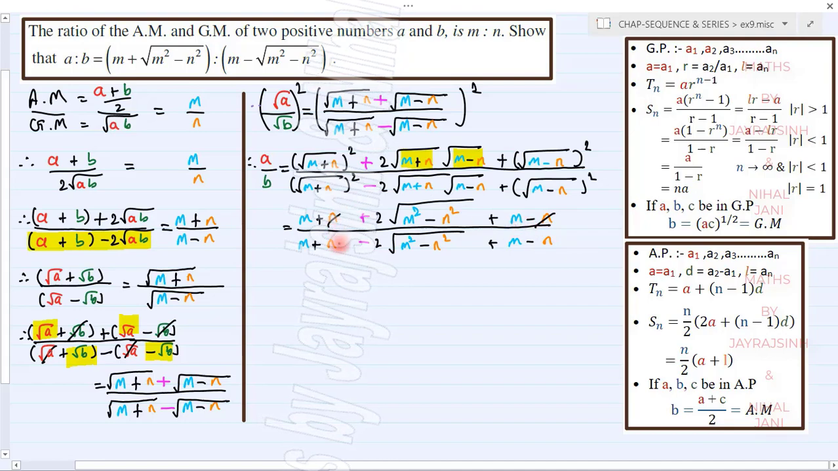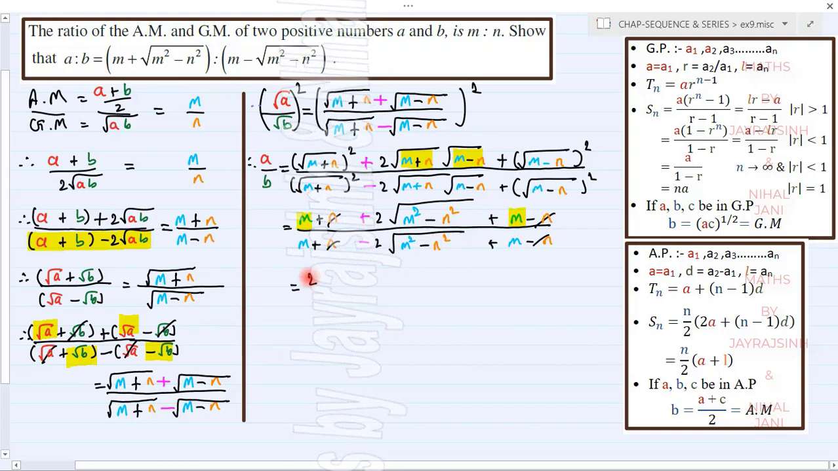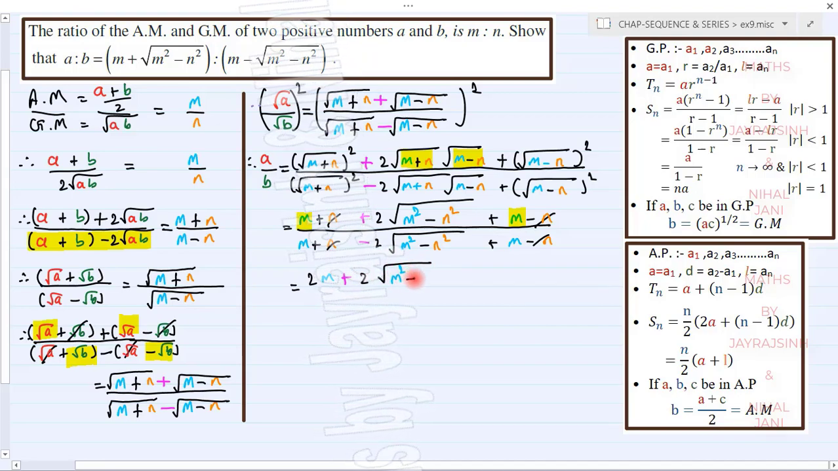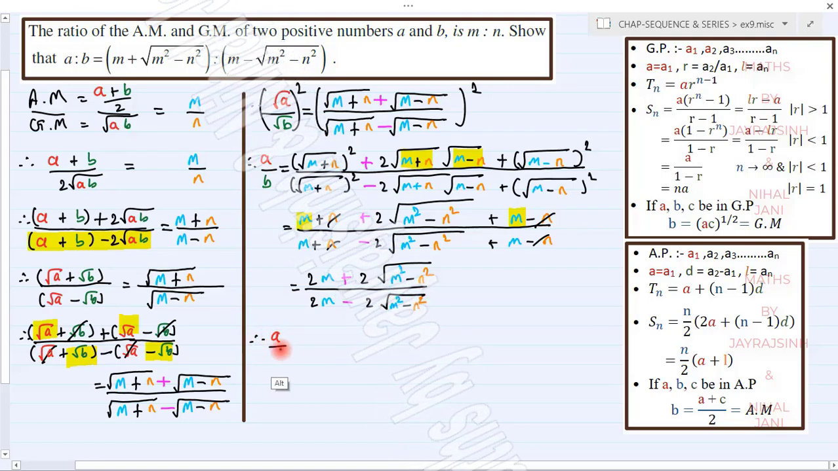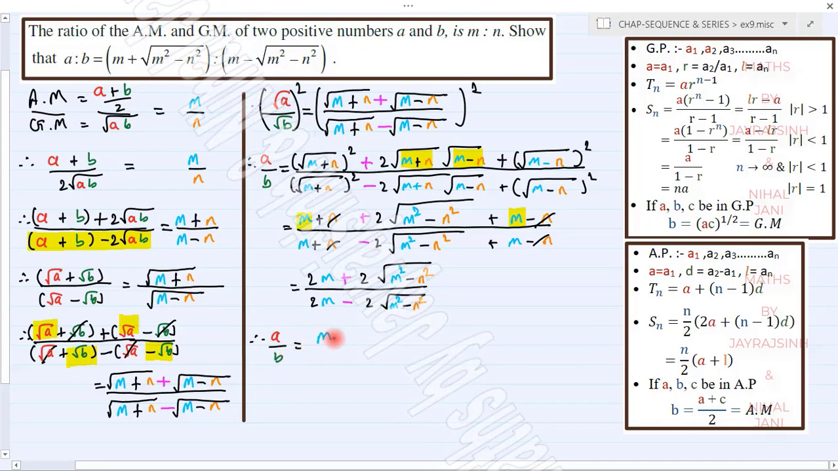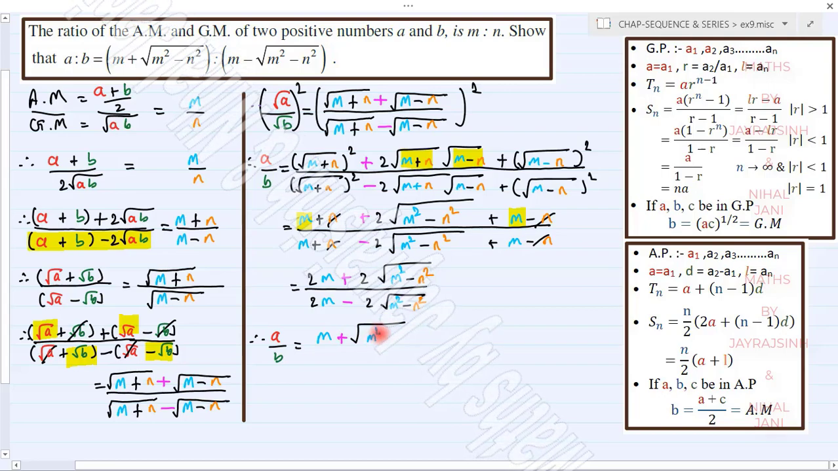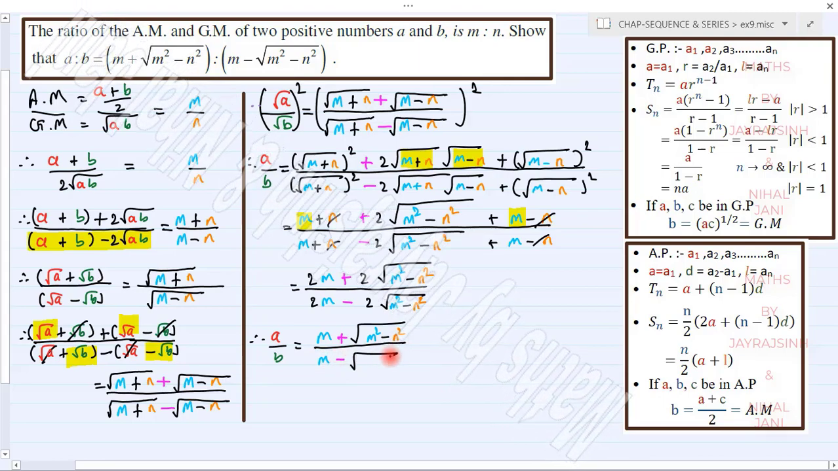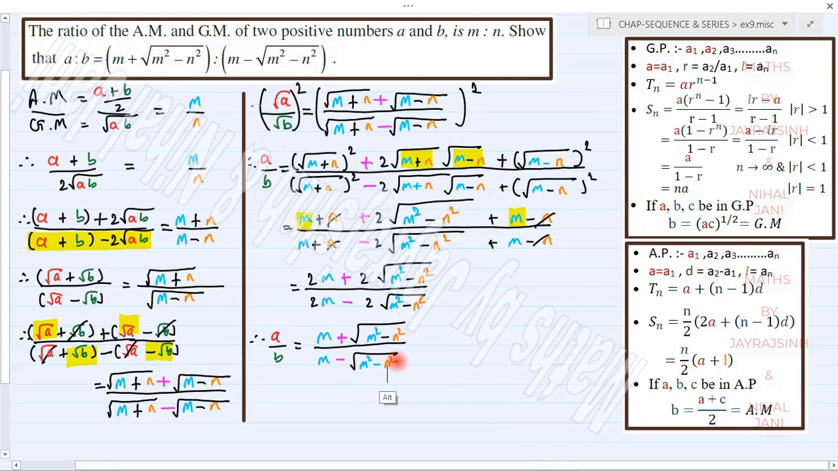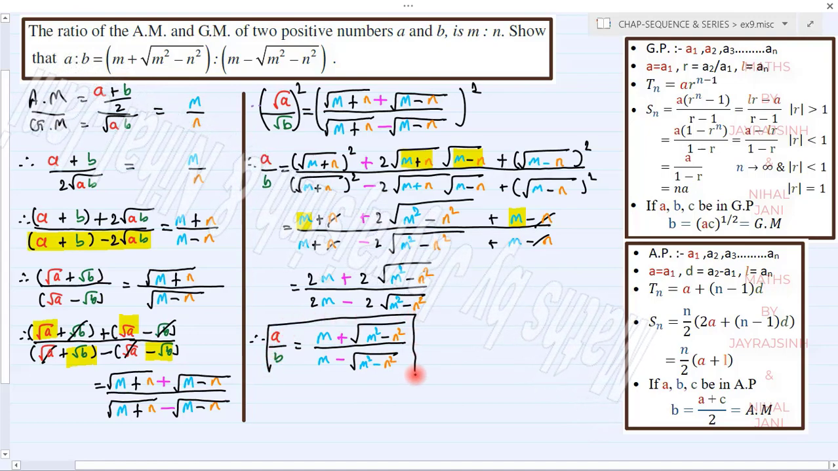So, here your n will cancel out and we will get m plus m, or we can say 2 times m plus 2 times under root of m square minus n square upon 2 times m minus 2 times under root of m square minus n square. So, your a by b will be equal to m plus under root of m square minus n square upon m minus under root of m square minus n square. Hence proved. Ta-da!